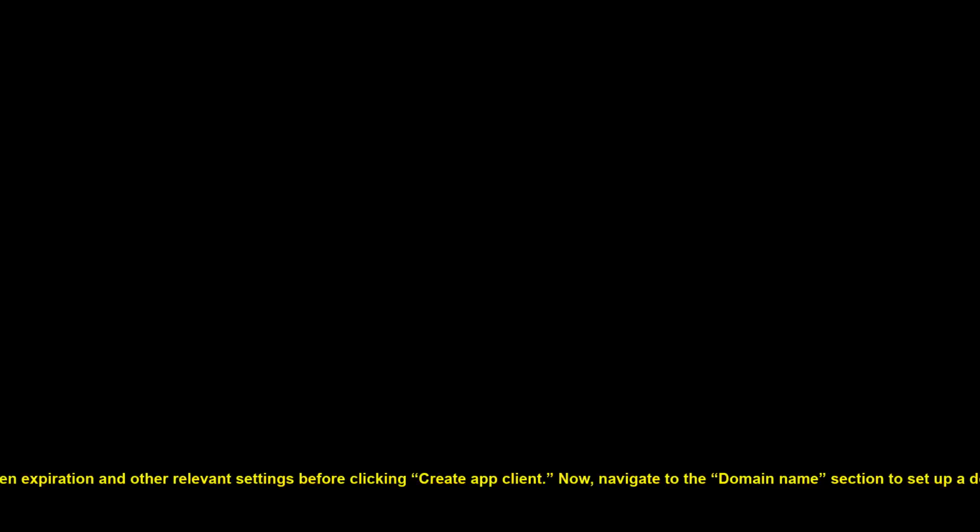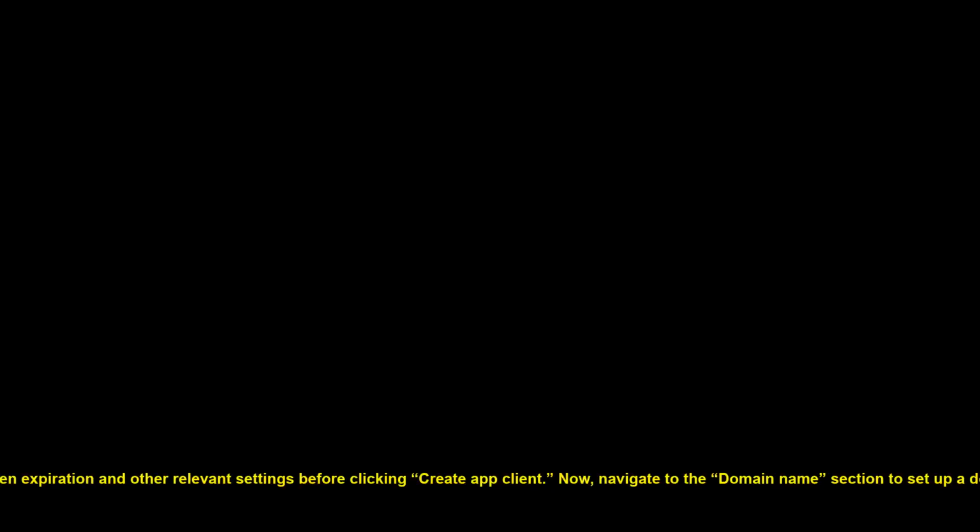Next, go to the App Clients section under your user pool. Click Add an App Client and provide an appropriate name for your app. Uncheck the Generate Client Secret option if your application runs in a client-side environment. Configure the refresh token expiration and other relevant settings before clicking Create App Client.